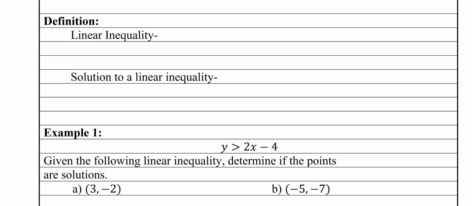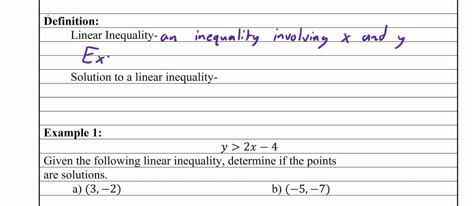A linear inequality, what we're talking about today, is an inequality involving x and y. So a linear inequality has more than one variable. You're going to see a lot of problems in the same kind of form we've seen earlier, y equals mx plus b, except now it's going to have an inequality symbol. Maybe I'd say y is less than or equal to 2x minus 3, something like that.